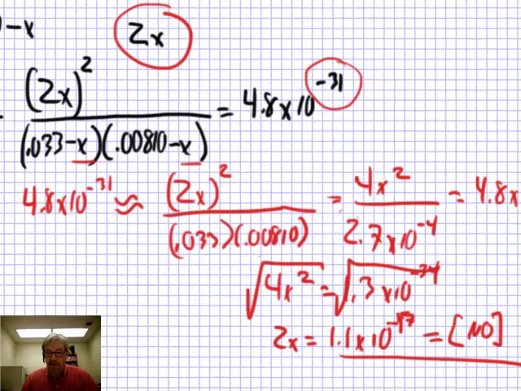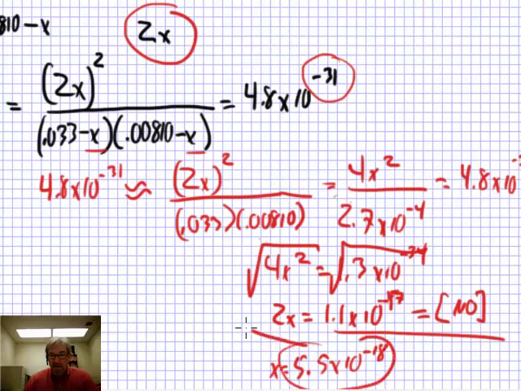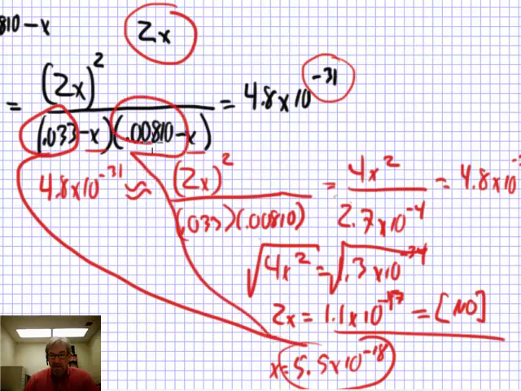Now, it's important to go back and take a look at whether the simplification that we did was a valid assumption or not. And in fact, if we look at what the value of X is, by dividing 1.1 times 10 to the minus 17th by 2, we end up getting 5.5. X is equal to 5.5 times 10 to the minus 18th. Now, if you take this number and compare it with 0.033, and you compare it with 0.00810, in fact, that number is so small compared with those initial concentrations that really X can be ignored. And so we were justified in doing that.